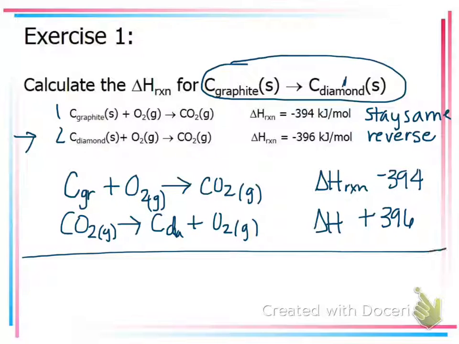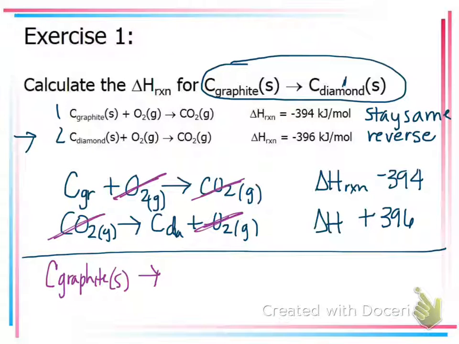Okay? Now we will add those two up. And when we do, we're going to look at what would cancel out. Okay? So oxygen is on the reactant side here. It's on the product side here. So oxygen is going to cancel out. Carbon dioxide is on the product side in the first equation and the reactant side in the second equation, so they will cancel each other out. So what we are left with is carbon, graphite, yields carbon, diamond. And so it matches what we needed it to.